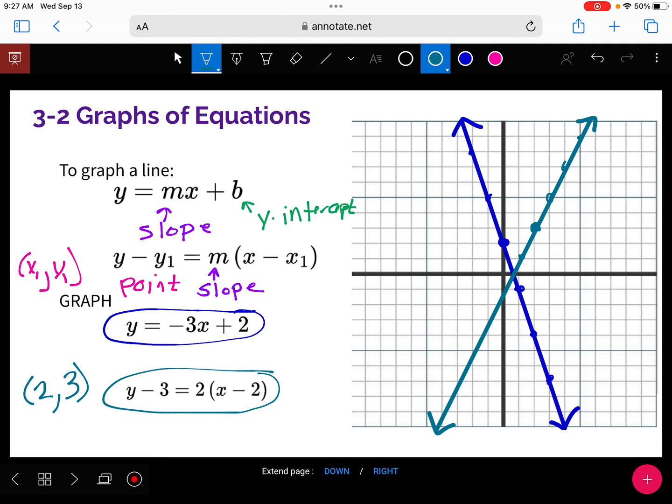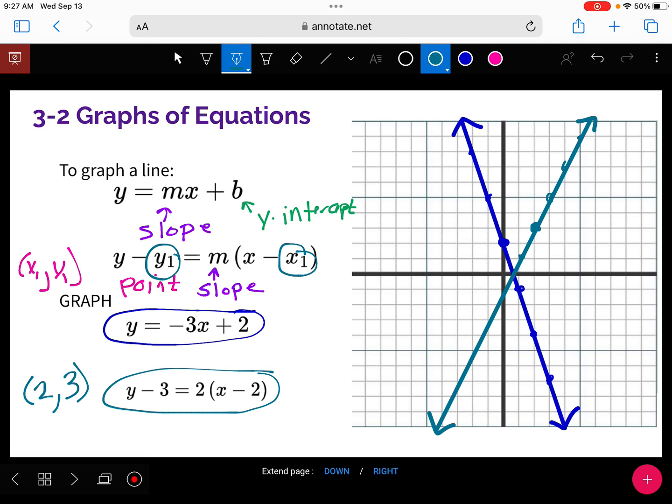Yes, Jay? So how did you get the 2 and the 3 for the point again? So we pull them out of the point slope form. It's this y1, x1 from our formula up here. That's where we're getting the point from. Because the formula has a minus sign, our points are positive. Positive 2, positive 3.